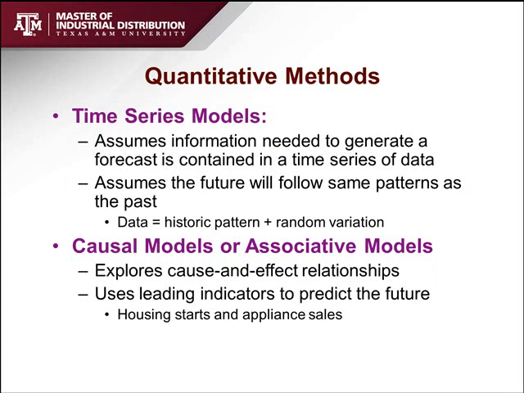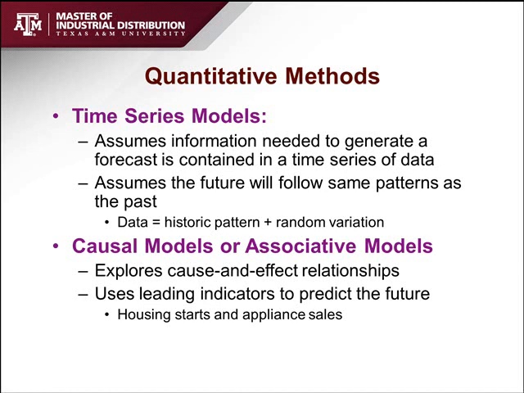In terms of quantitative methods, we have time series models and associative models. In the time series model, it is assumed that the time series of data has the information we need to forecast the future. Right? And that is basically based on the assumption that the future will follow the same pattern as the past. Of course, when we make this assumption, we are also assuming that data is basically some kind of historic pattern plus some random variation. So we are going to try to identify that historic pattern.